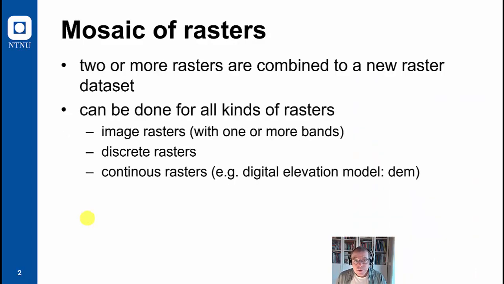Now, mosaic of rasters is when you want to combine two or more rasters into one new raster dataset. And this can be done for all kinds of rasters. Typically, if you have remote sensing datasets, these are image rasters, often having several bands, and you can still use the Mosaic to Raster functionalities. You may have land use categories in a discrete raster, no problem using Mosaic to Raster, or, as in this example I will later show you, if you have digital elevation models or other kinds of continuous raster with float values, you can also mosaic them into one new raster.